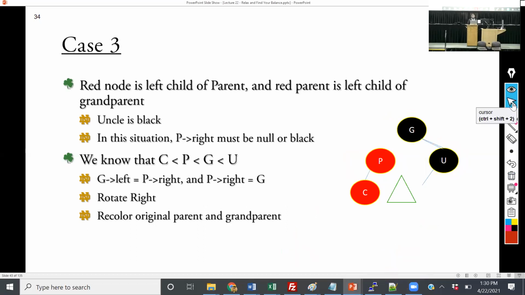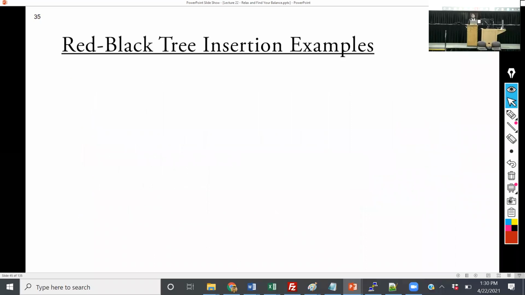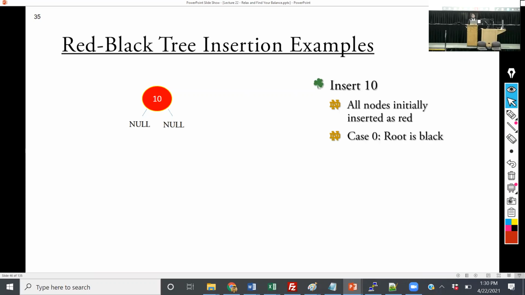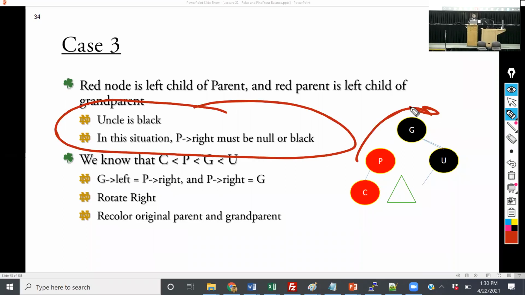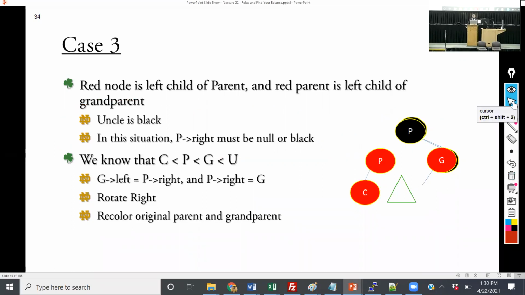So now we're going to recolor the original parent and the original grandparent. We're going to perform this rotation, and we're going to move grandparent down. So we're going to see here that parent, grandparent, and uncle will be here. Child will be moved up, and we'll be able to maintain the coloring.